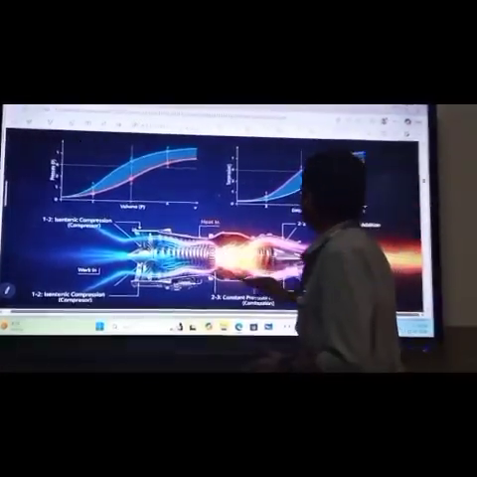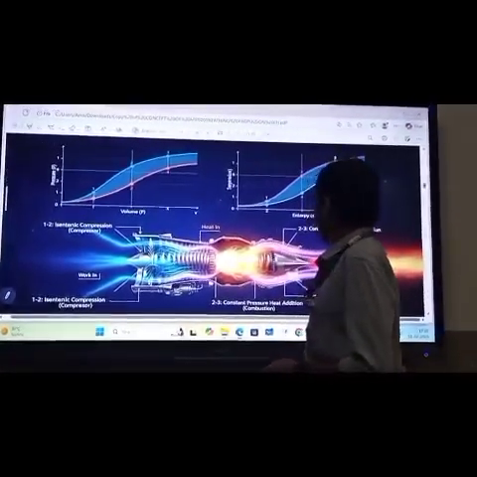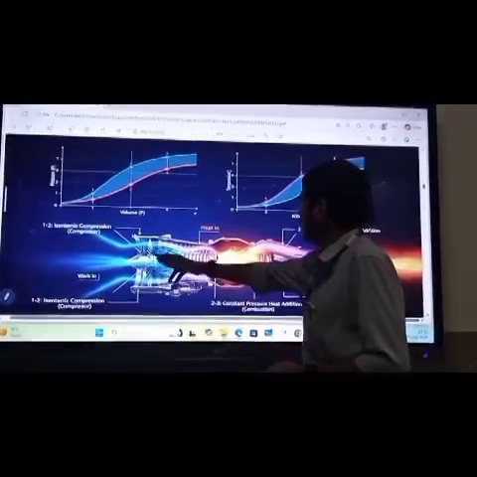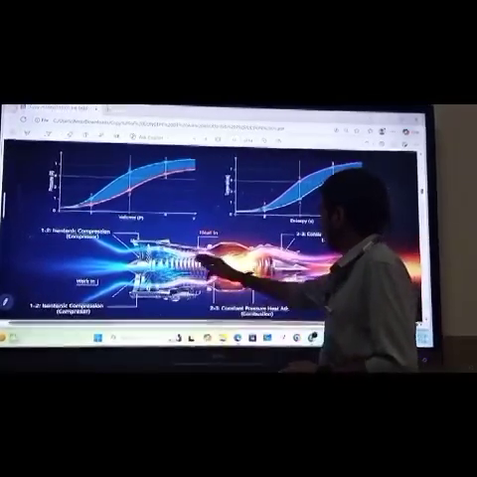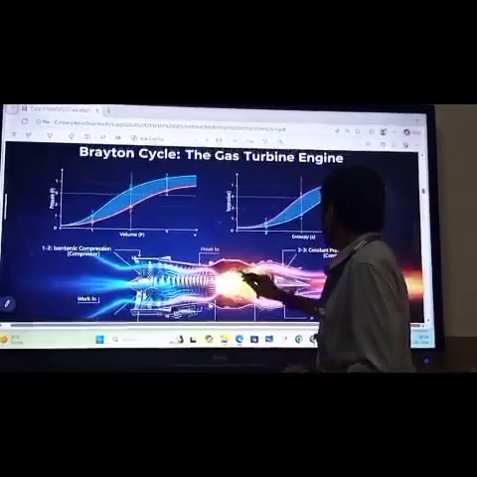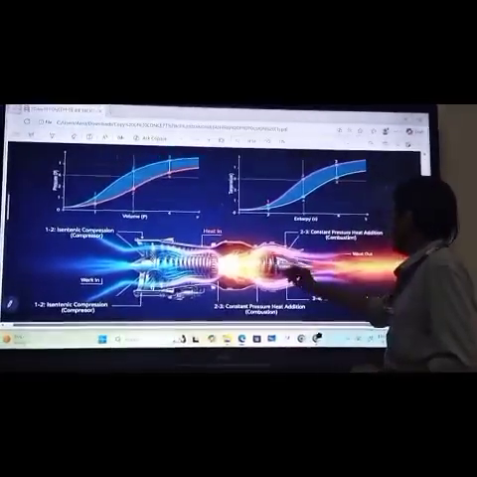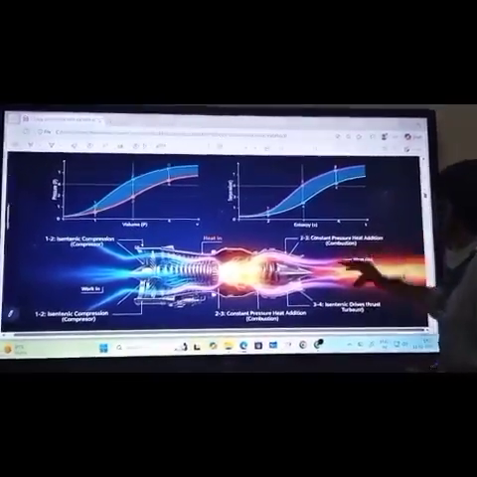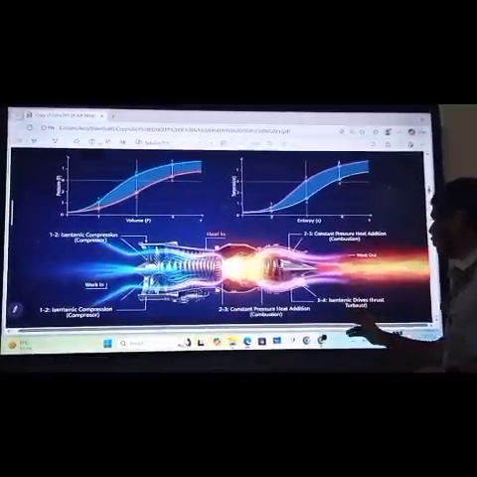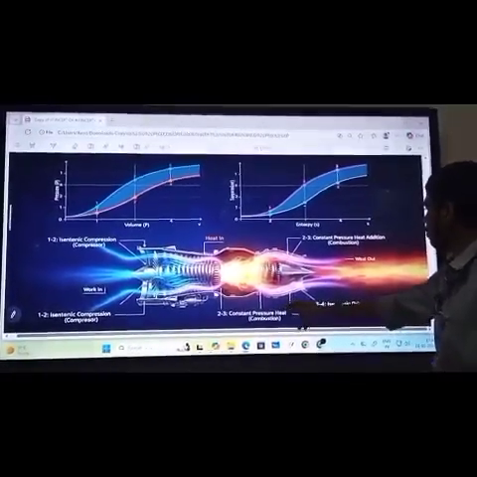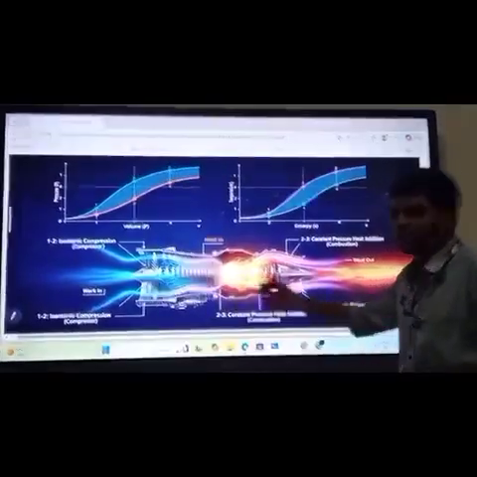This is the exhaust nozzle. This is the air intake, and this is the compressor section, the combustion section, and the turbine section. Constant pressure heat addition in combustion and isentropic expansion are shown in this slide.